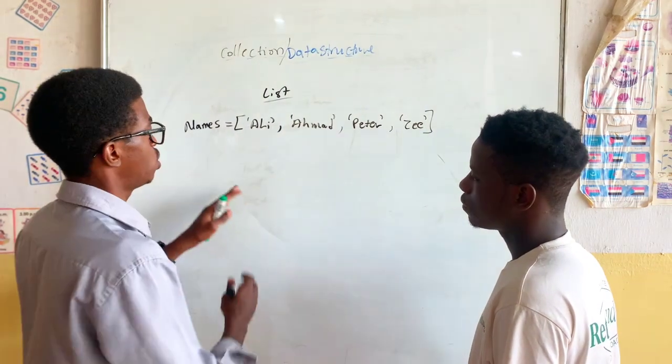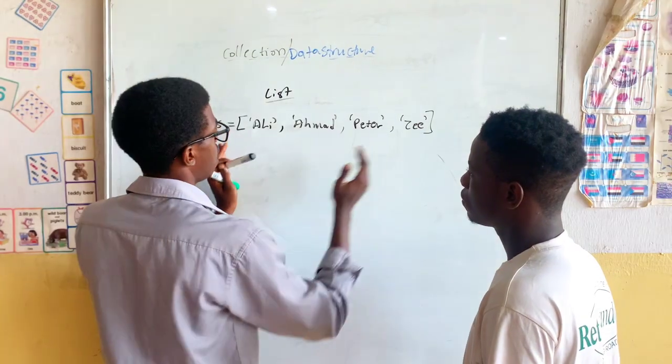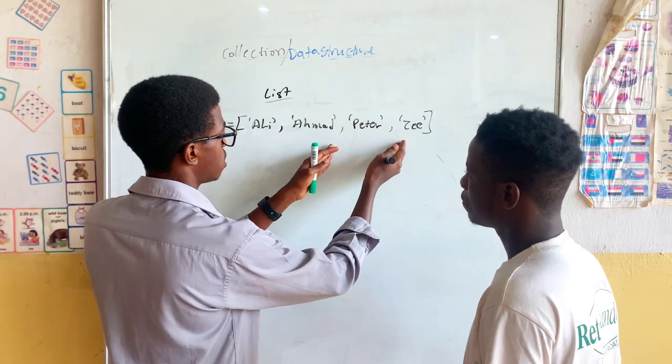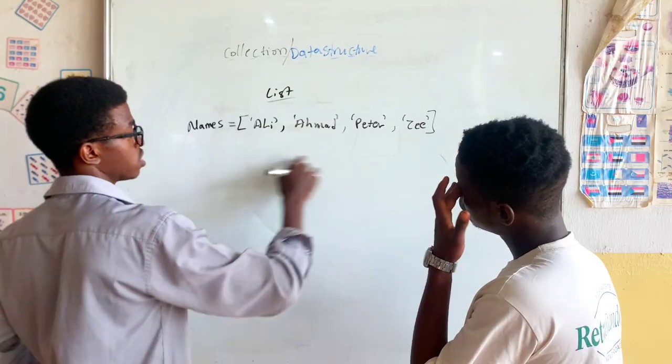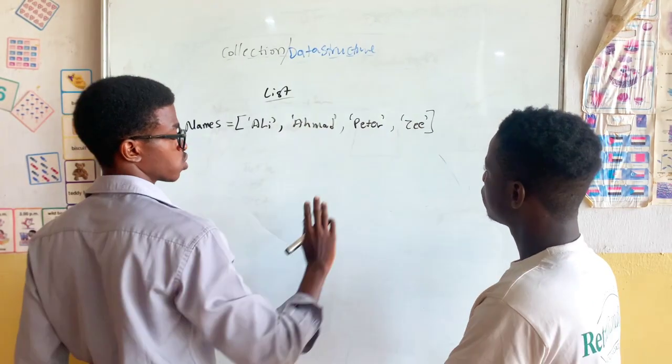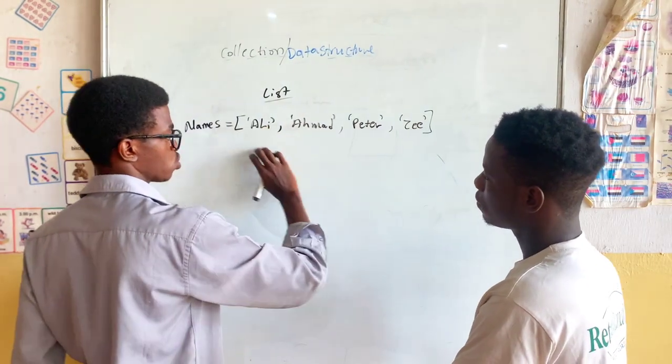So this is just like a basket. This is our basket, and this is what I put inside the basket. So my question here is, this is the collection, so how does the list structure the data?